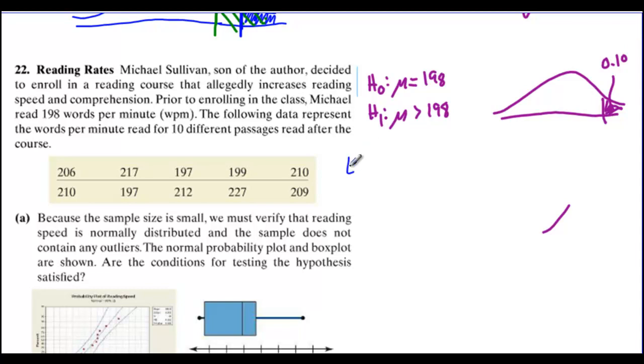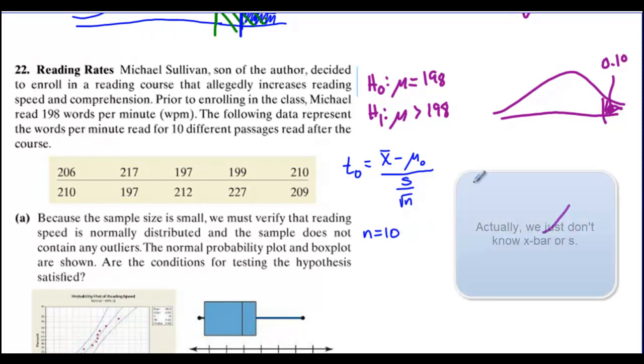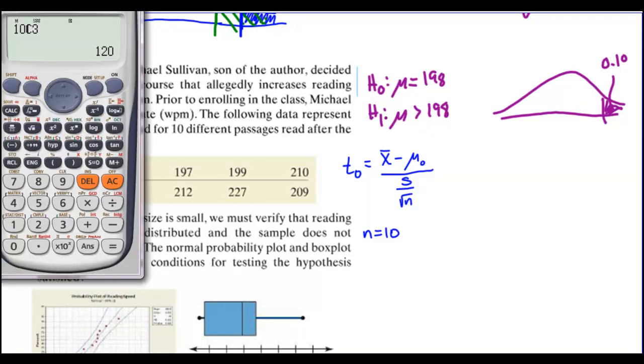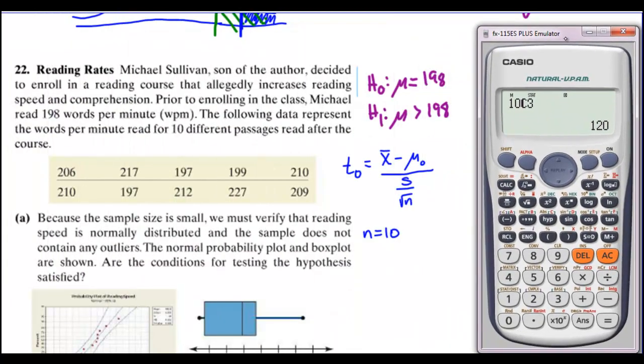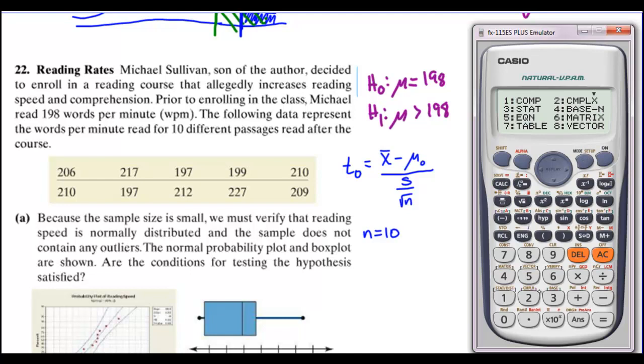The test statistic is T0 equals x bar minus mu naught over s divided by the square root of n. Well, we know n: we have 10 different passages, so n is 10. We don't know anything else, but we can get it. So we are going to have our Casio calculate all this. We're going to go to Mode, Stat, number 3. We're going to just use one variable, and enter in those data points.